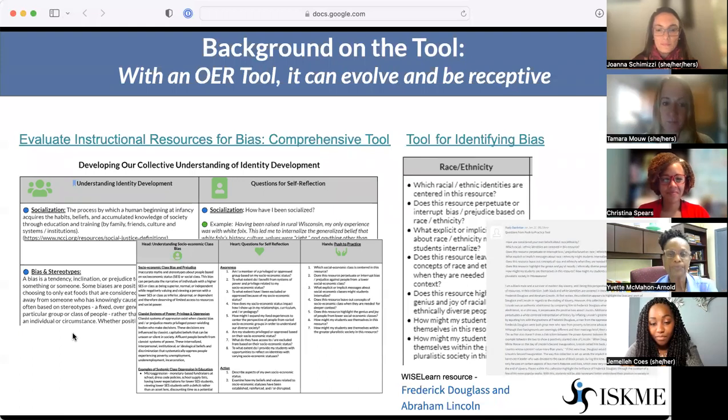All right, thank you so much, Yvette. So we were so excited to learn about the work that was happening in the Virgin Islands with the tool for identifying bias and resources.